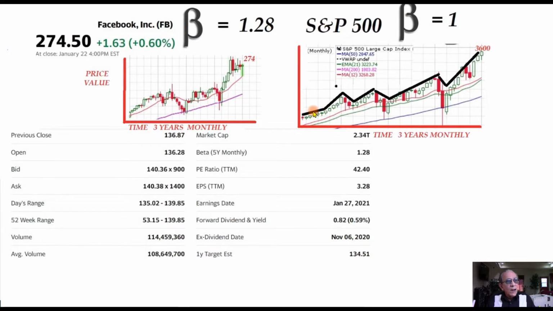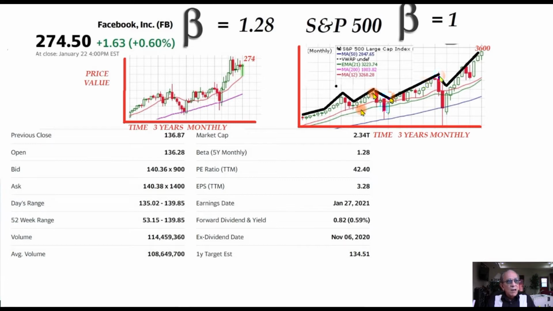Facebook will track like this black line here, a little bit above the S&P 500. It's only 0.28 higher. So when it goes down, the same thing applies, it will drop 1.28 times as much. So if the S&P 500 moves 10%, you're going to get about a 12.8% increase. You're going to get about 2% more than the movement of the S&P 500.